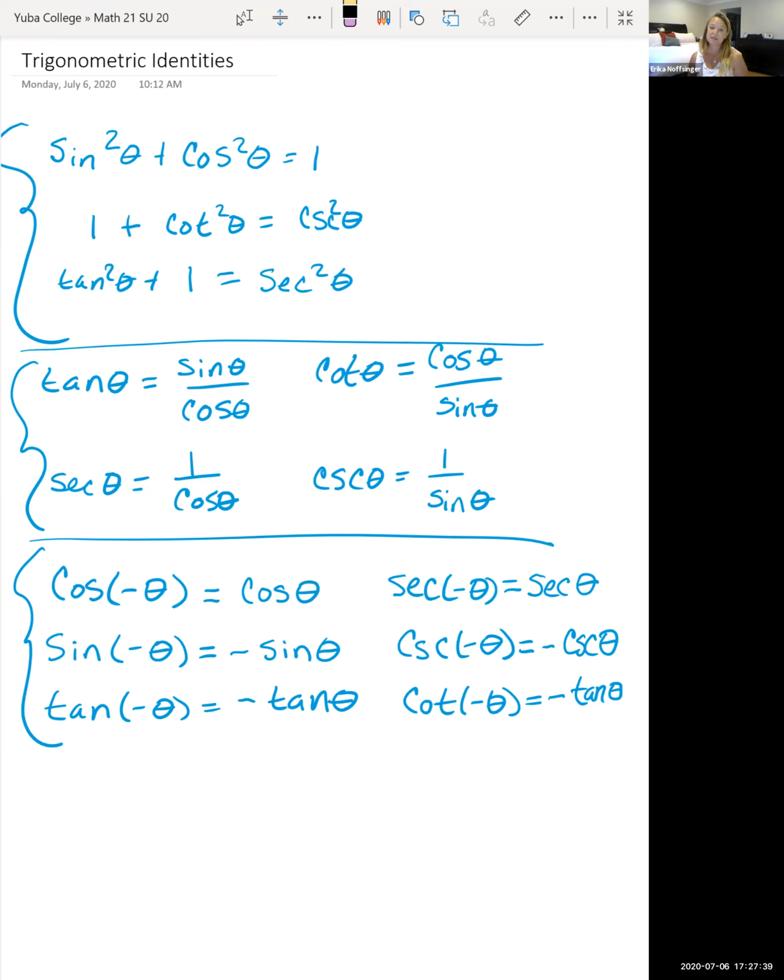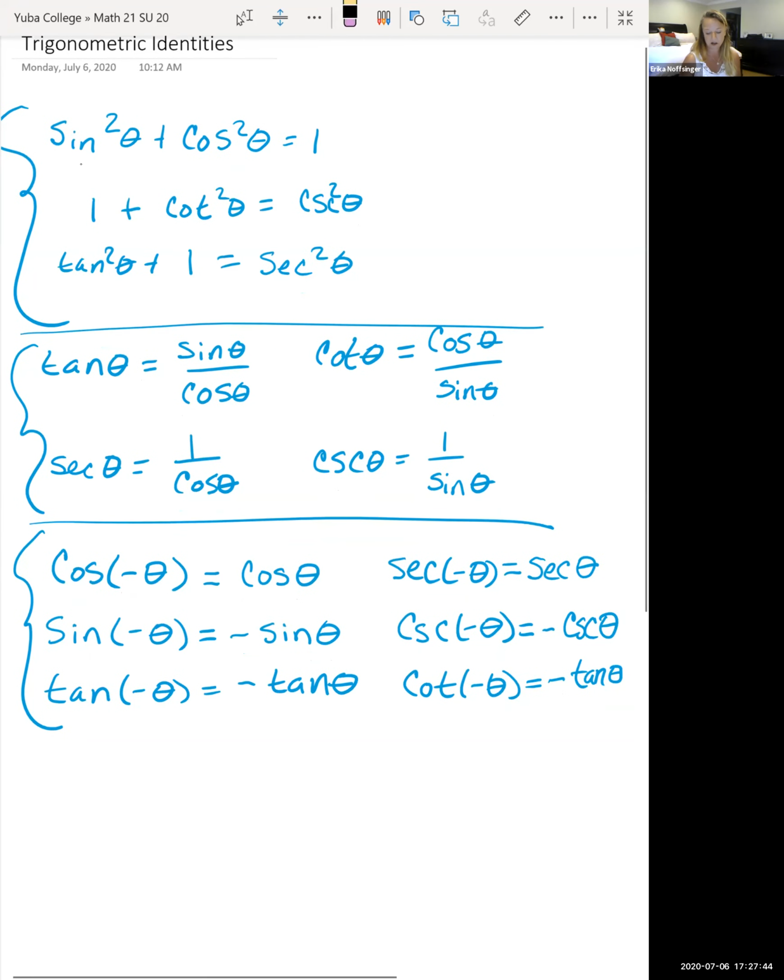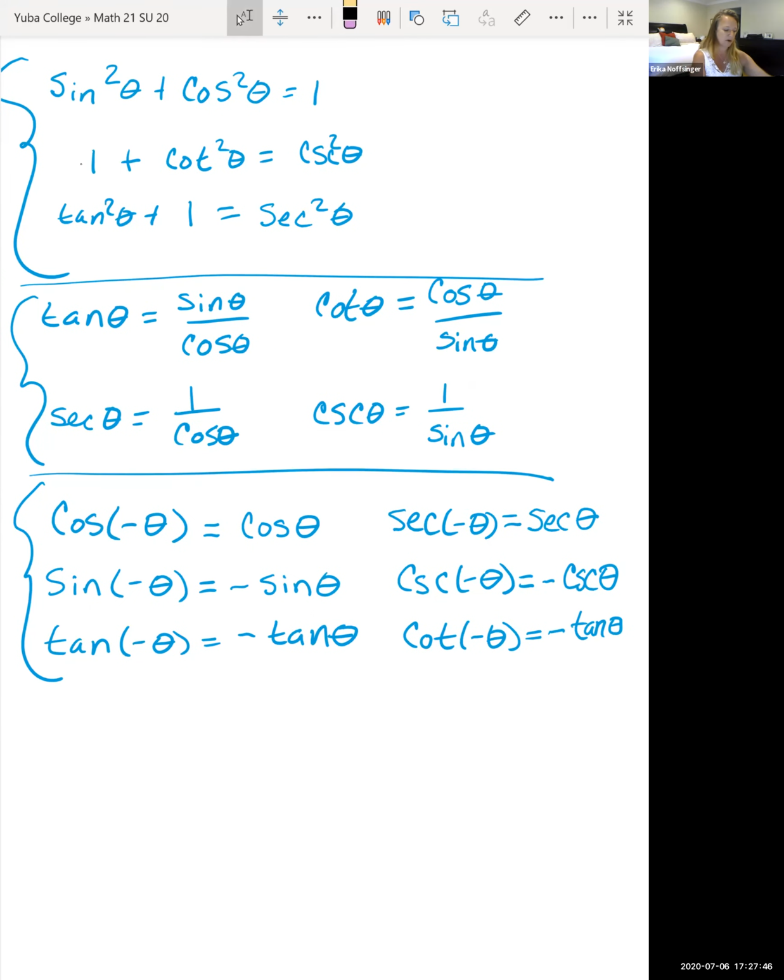Rewriting things in terms of just sine and cosine can be helpful. So I'll go through some examples and show you the tricks. The thing is, with these identities, you just have to start somewhere and start playing with it. Sometimes you'll start somewhere and it's getting you nowhere, it's just getting messier and not working, and so you have to go back and try something different.